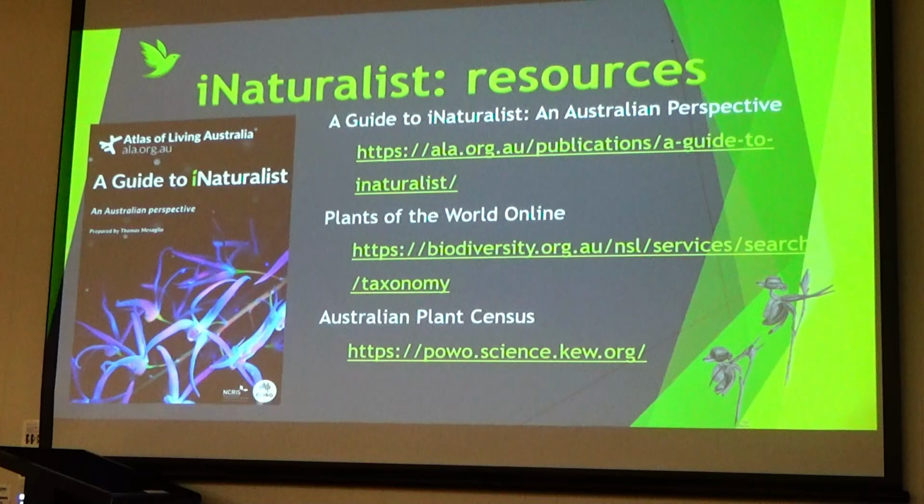iNaturalist looks to see what is the recognised authority or the body that is the repository for the names of your various species. And so for the plants, it's the Plants of the World Online, which is managed by Kew Gardens, and the Australian Plant Census, which is managed by the Herbaria of Australia.